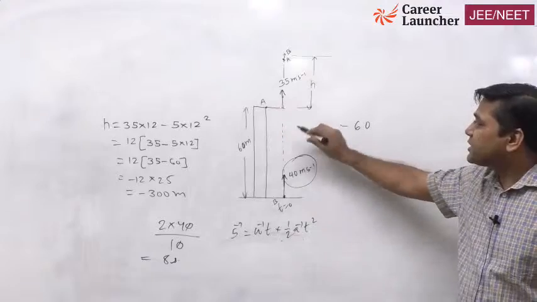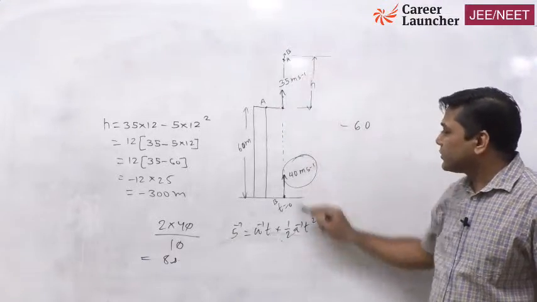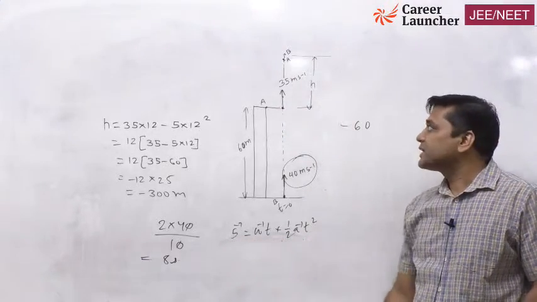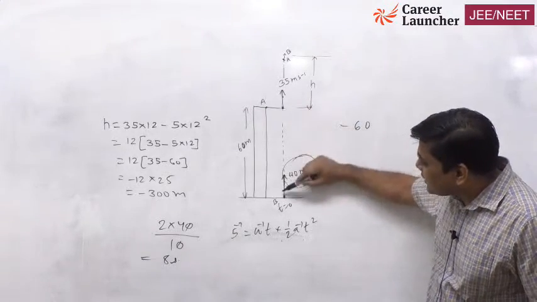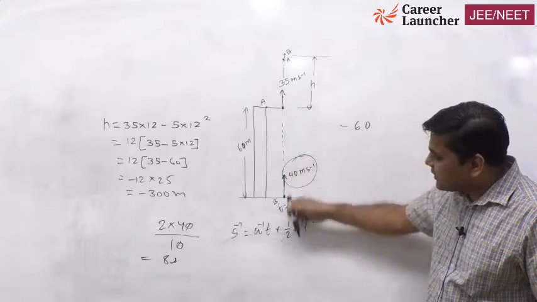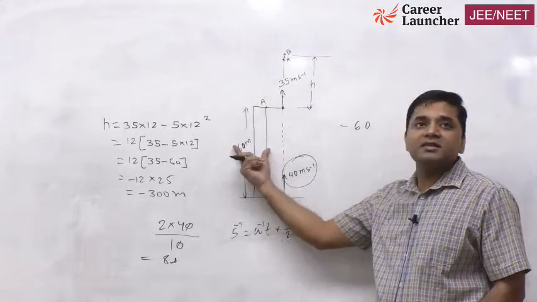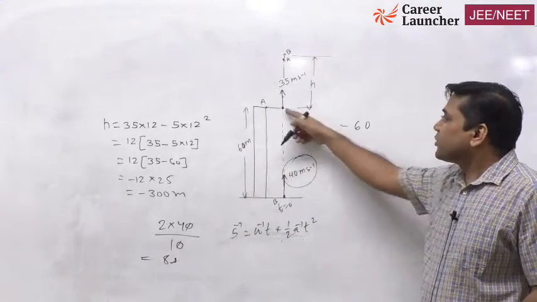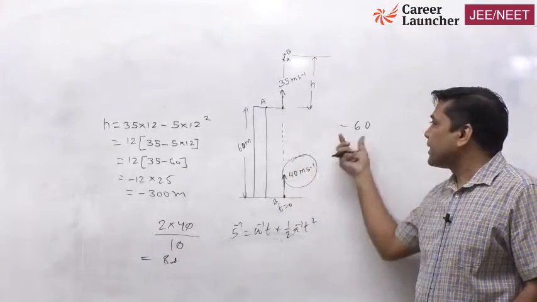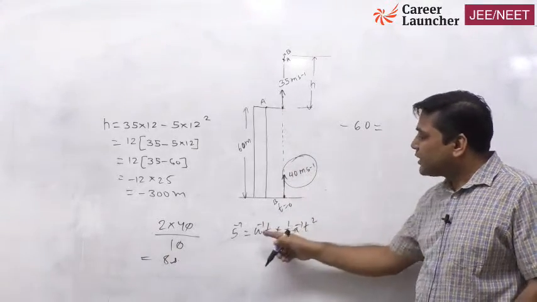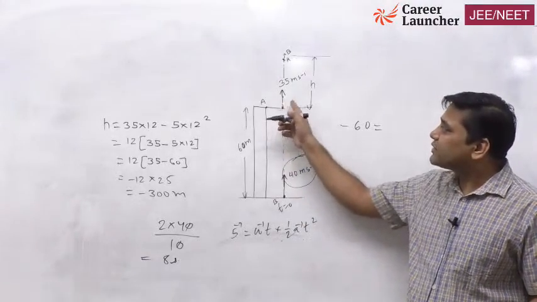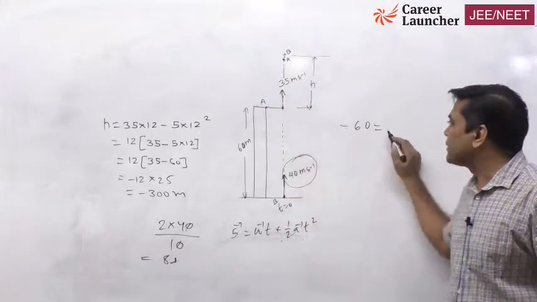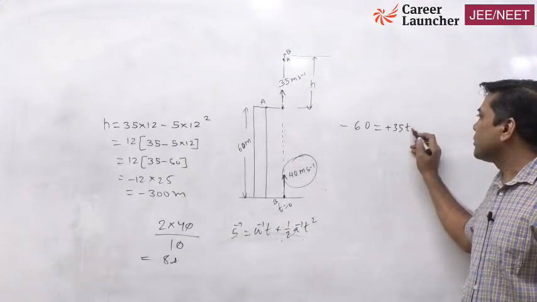How much time does it take from tower to ground? Use this method, s. Here s is minus 60. Why minus 60? Because from the initial point to the final point you have to come down to measure it. So that's why s is minus 60. Ultimately the object is coming down from the initial point, so minus 60 equal to u, and u is called the initial velocity. So go to the initial point. Here is the initial point, and it is in upward direction, so this is plus 35t.